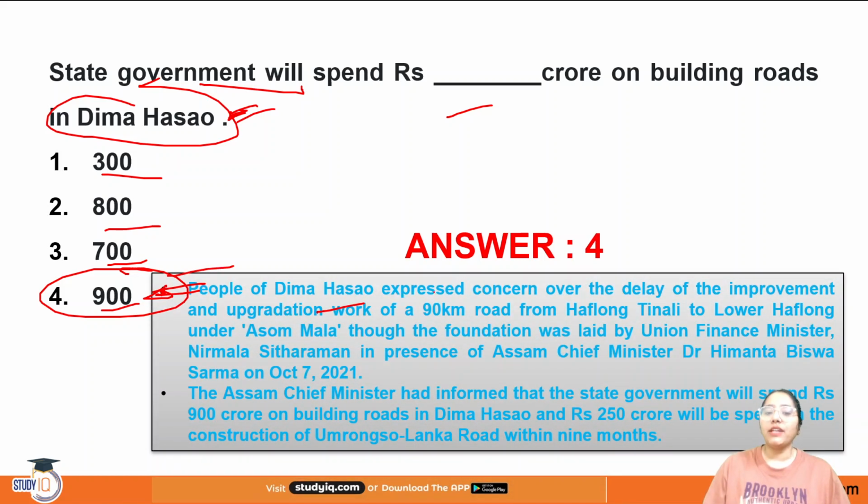People of Dima Hasao expressed concern over the delay in the improvement and upgradation work of the 90-kilometer road from Haflong Tinali to lower Haflong under the Assam Mala initiative.